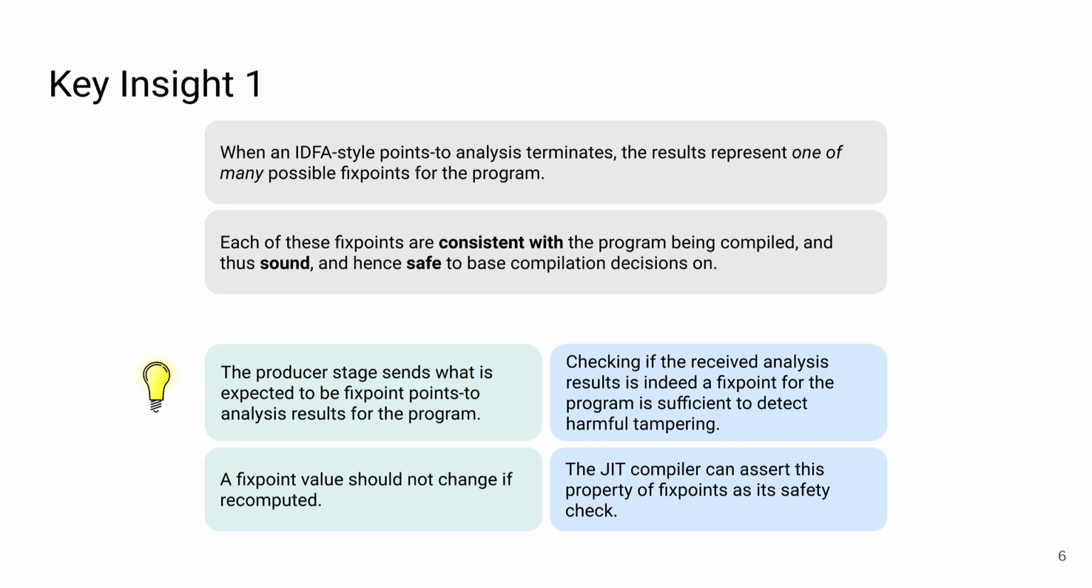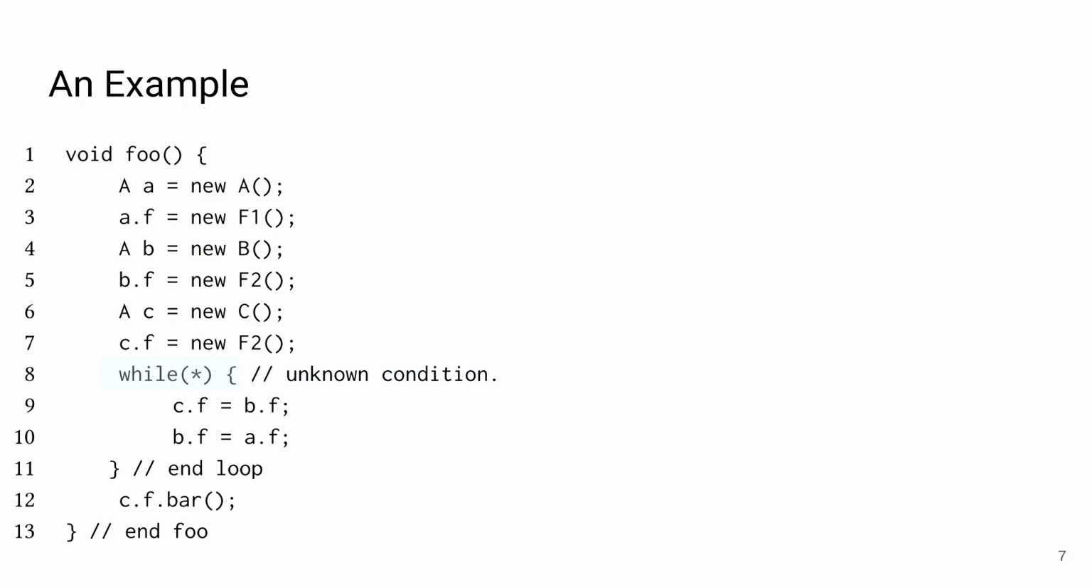Let's look at an example to ground ourselves of this fact. Here's a simple Java program snippet. It consists of a linear sequence of allocation statements followed by a non-deterministic loop, which itself contains a couple of assignment statements in its body. Line number 8 here is what we call a loop header, right?